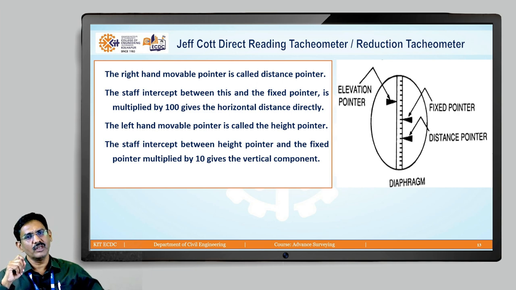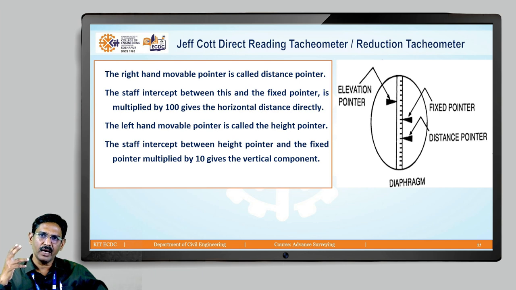So, your job while observing, what do you do? You have to keep the staff at the object end, and you have to bisect your fixed pointer to any round value of the staff. When you do that, the elevation pointer and the distance pointer automatically move from their position based on the height of the elevation or depression and the distance of the object from the instrument. Since they move automatically, you do not have to do anything, your job is to just make a note of the observation of the elevation pointer and the distance pointer with respect to the fixed pointer.